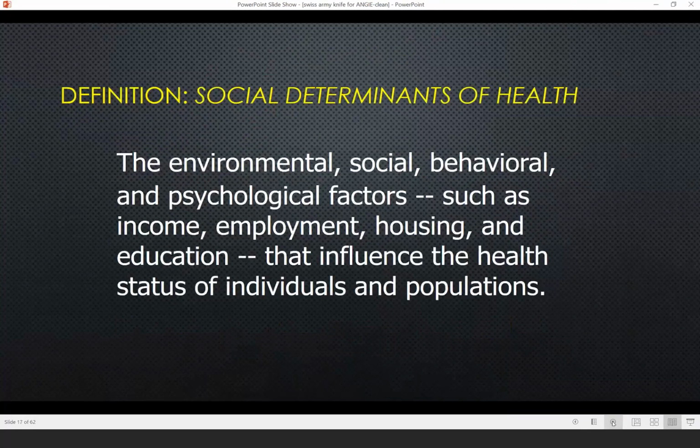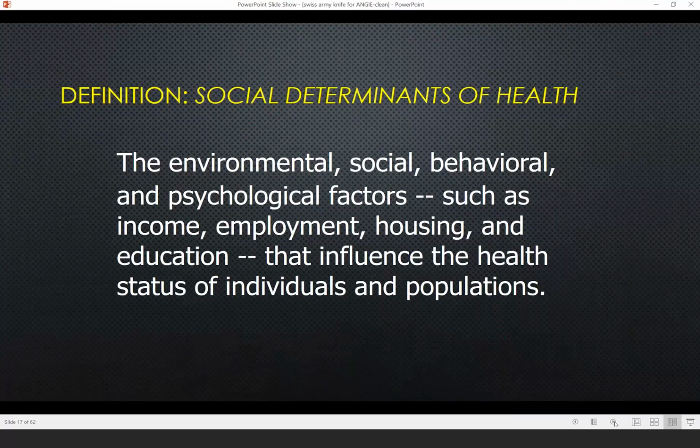Okay, one of those sets of assumptions are what are called the social determinants of health, and these are characteristics that are part of the physical or social environment, their behavioral and psychological factors related to things like income, employment, housing, education, that all influence health status of individuals and populations.